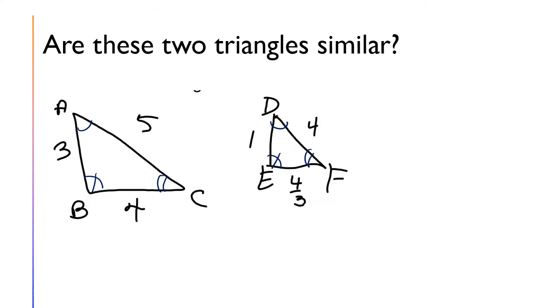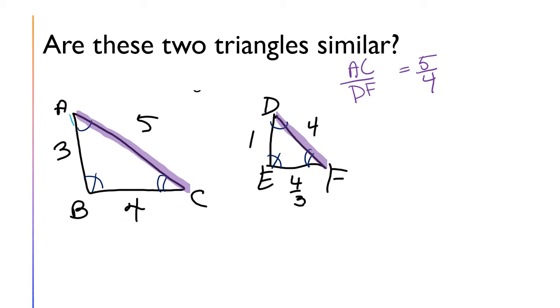So let's take a look at these two triangles, and let's see if we can determine if they are similar. We can already see that all of their corresponding angles are congruent. So what we need to do then is look at the ratio of each pair of corresponding sides. Let's start with side AC, which corresponds to side DF. The ratio of side AC to DF equals 5/4.